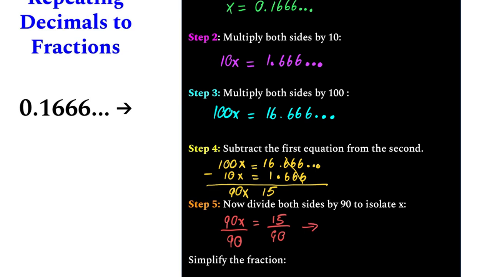So our answer will be 15 over 90, which will be simplified to 1 over 6 if we divide both the numerator and denominator by 15. Our final answer is 1 over 6.